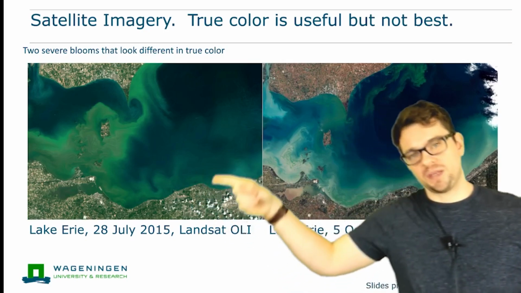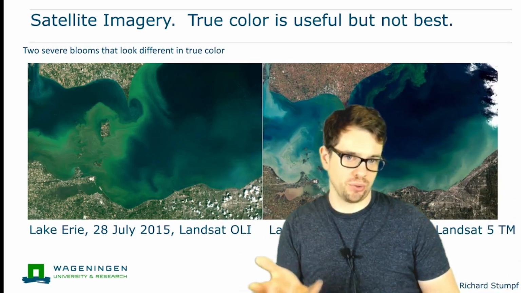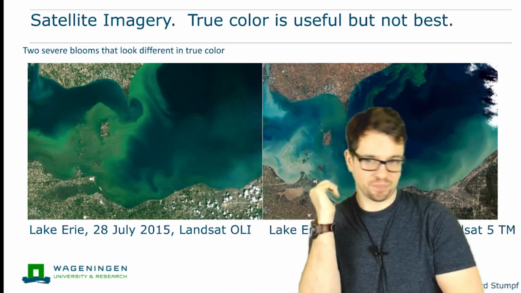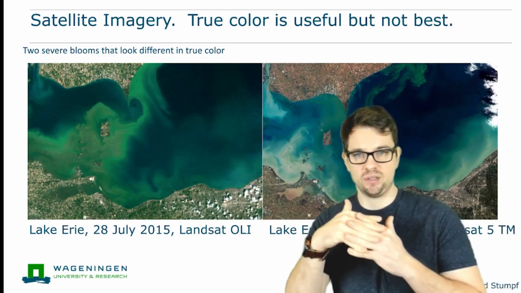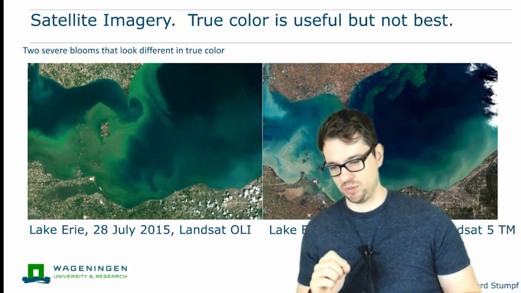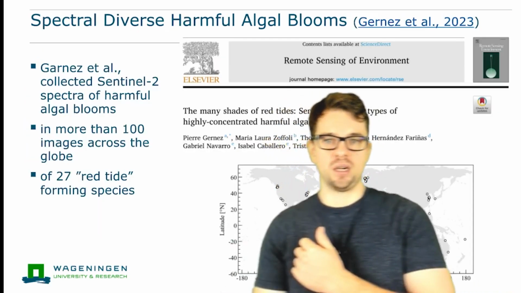While the left one is fairly clearly green, which we would associate with algae in general, the right one is more white, which can also be sediments. But it's not that easy, and naturally we need more spectral bands to distinguish different types of algae. And there are also many shades of different algal blooms in general.